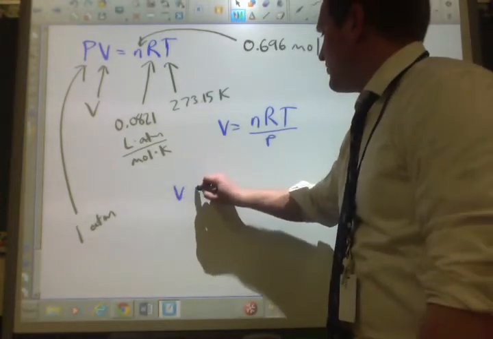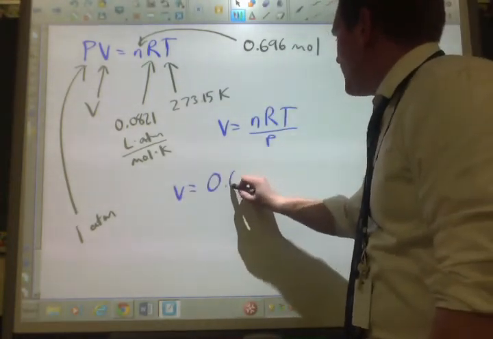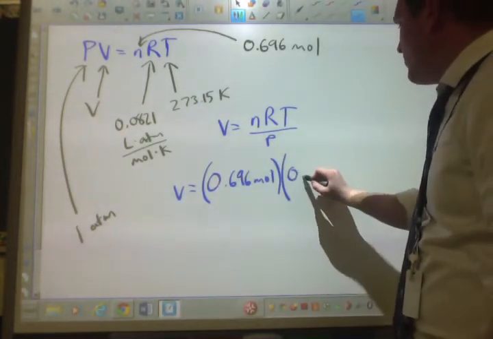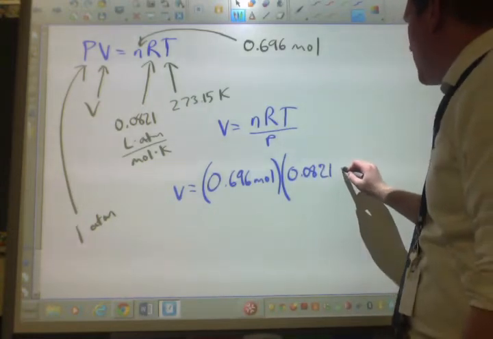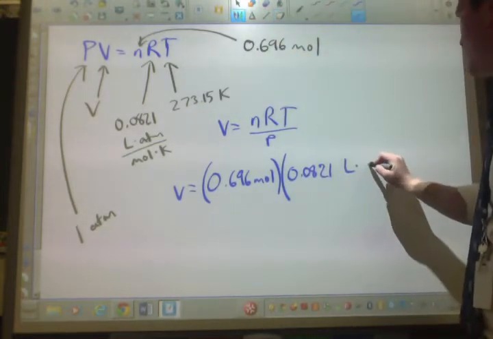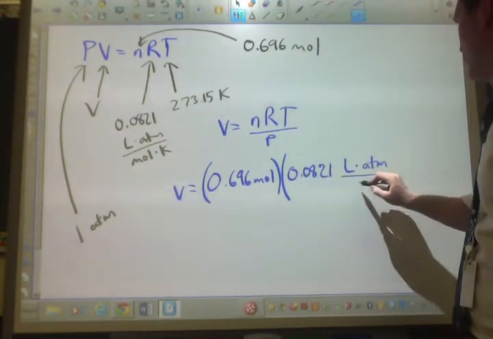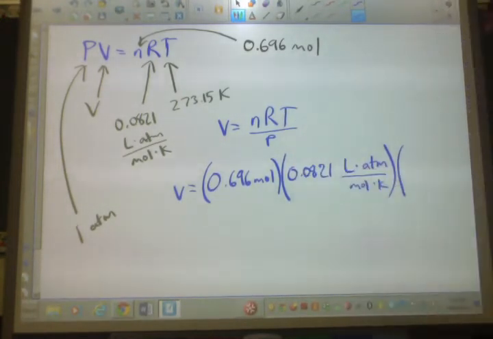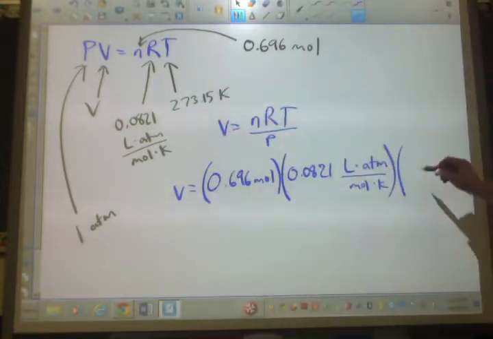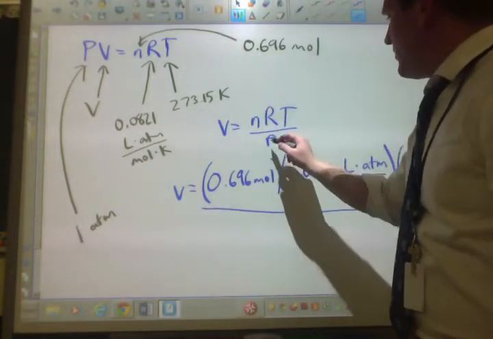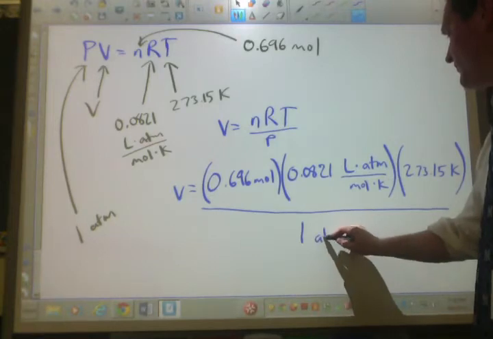So let's see, volume is going to equal my moles, 0.696 moles, times my R, 0.0821. The unit here is going to be liters times atmospheres over moles times Kelvin, times my T, temperature, which is 273.15, divided by my pressure, 1 atm.